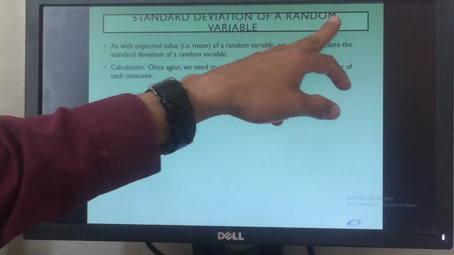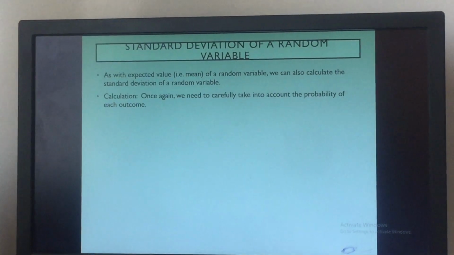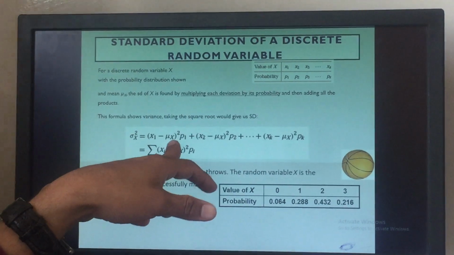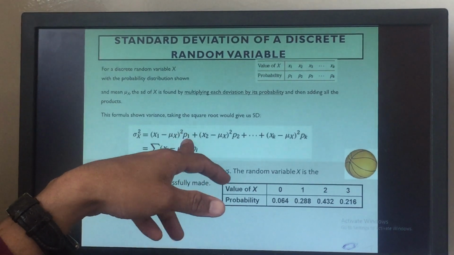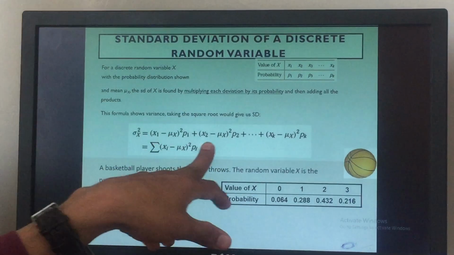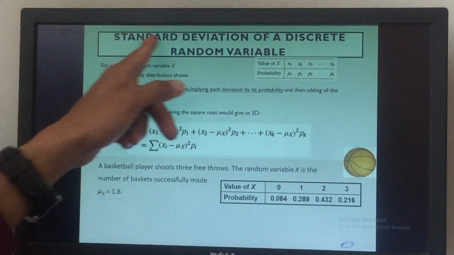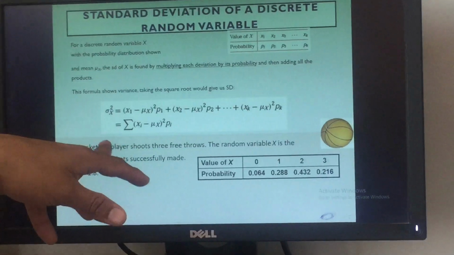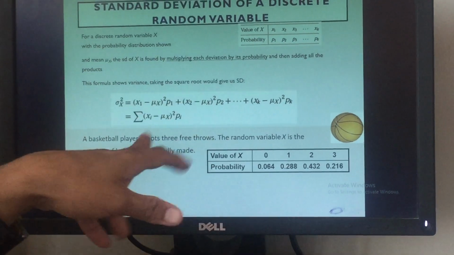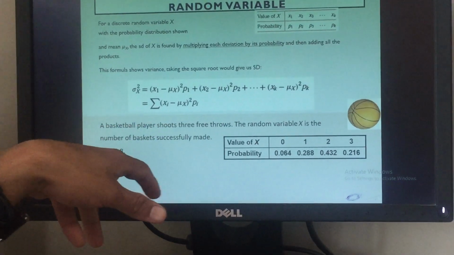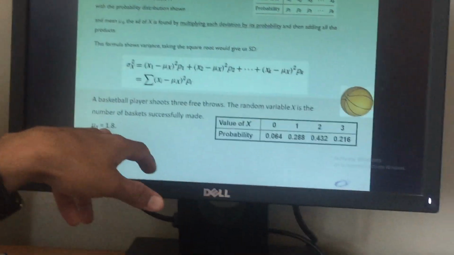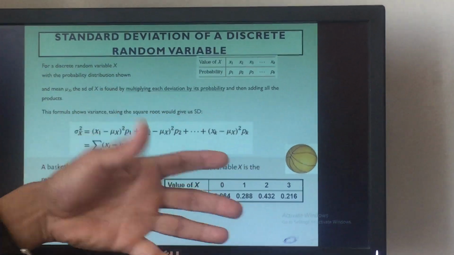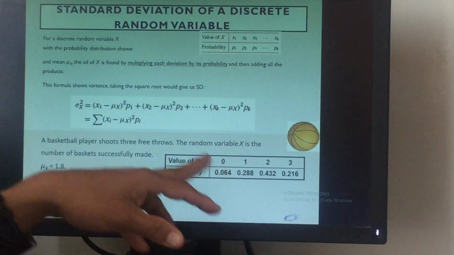Now the standard deviation of a random variable. We have the formula: x value minus the mean, squared, times its probability, and similarly we do this for each value and add up. This gives the variance of the discrete random variable. Recalling the same question, we already calculated the mean of this data, which is equal to 1.8. Now I'm going to calculate the standard deviation of the discrete random variable.